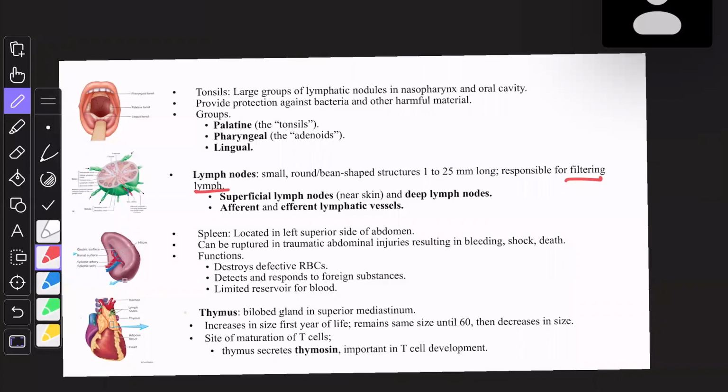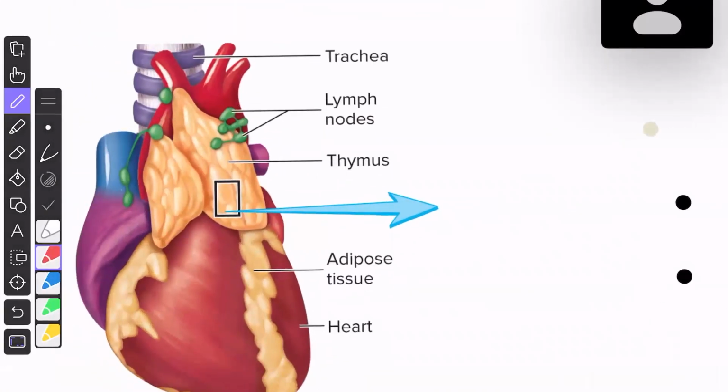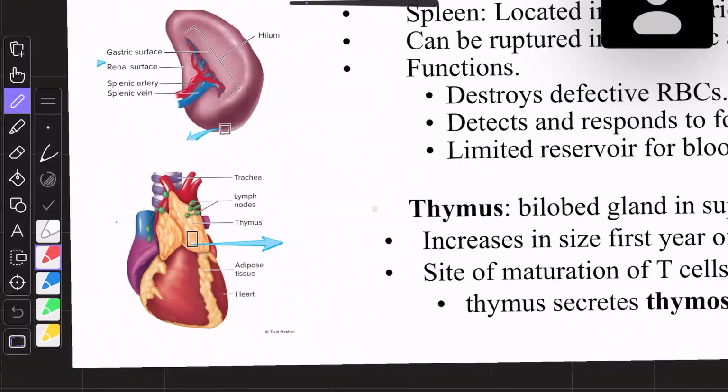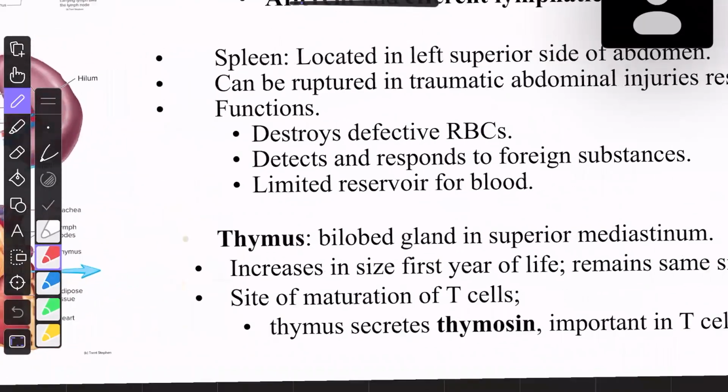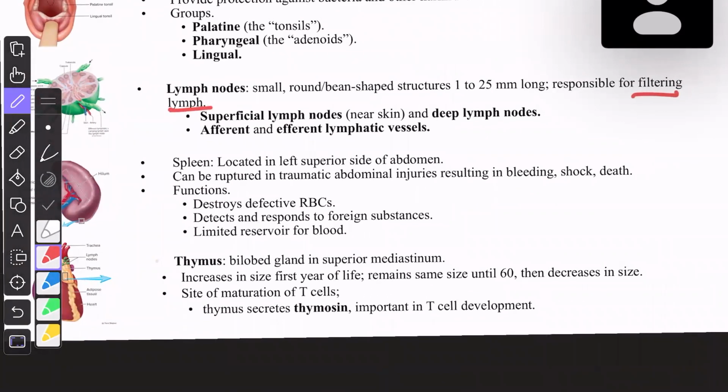Thymus, little tiny guy. Okay. Just at the superior surface of the heart there, in the mediastinum. The first year of life, it starts to get bigger. After that, it stays the same size until you turn 60, and then it starts to shrink. So in the first year, it grows. For most of your life, it stays the same size. Once you turn 60, it starts to shrink.